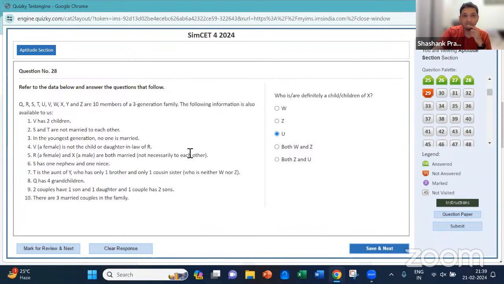Okay, S and T are not married to each other, था ना? कुछ तो गड़बड़ गया क्या मैंने? S and T are not married to each other, but S can be married to R. ठीक है, let's go for this.